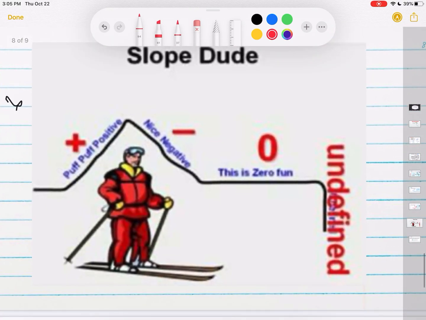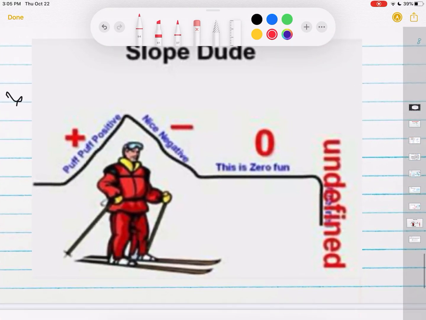Now let's look at our little slope dude skier. He's just going to help remind us how we describe different slopes. So an increasing line right here is positive because as you ski up a hill, it's puff, puff, positive because skiing up a hill is hard. As you ski down a hill, it's nice. So it's nice, negative for skiing down a hill. If you're just skiing horizontally, it's not very fun. It's not exciting at all. It is zero fun. That can help remind you that slope is 0.